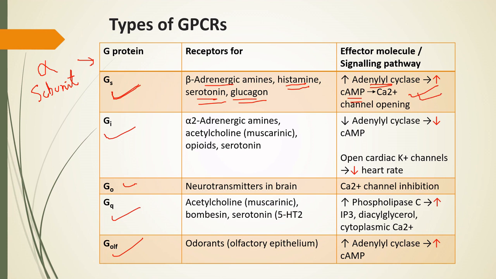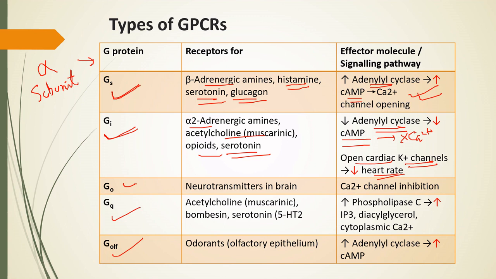If it is of a Gi kind, as is found in the alpha 2 adrenergic amines, or for acetylcholine, the muscarinic receptor, for opioids and for serotonin, it is going to decrease the adenylyl cyclase activity. Because of the decrease in adenylyl cyclase activity, there will be a decrease in cyclic AMP, and hence the calcium channel opening will be inhibited. Also, it opens up the cardiac potassium channels. So there will be hyperpolarization and ultimately a decrease in the heart rate.